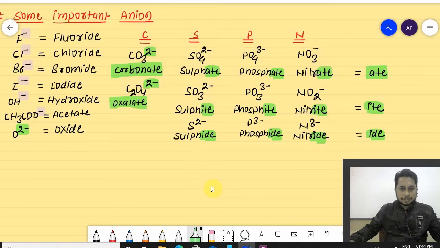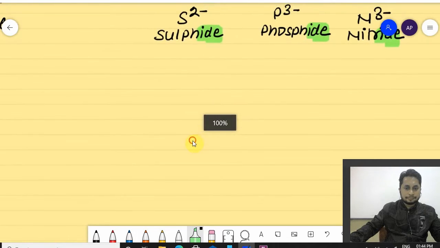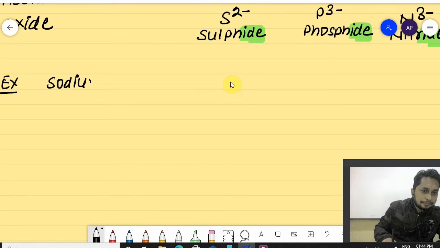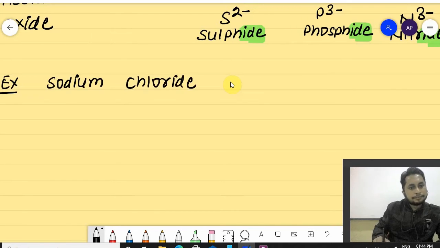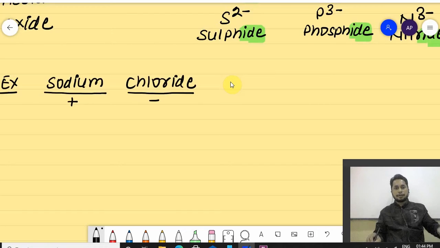Because the molecular formula follows a pattern. Suppose we are pronouncing the name of a compound, for example, sodium chloride. Always the first part of the formula represents the cation and the second part represents the anion. And this much only we require: to remember the list of cations and anions.